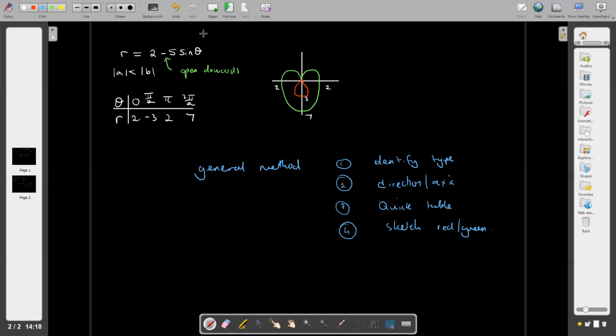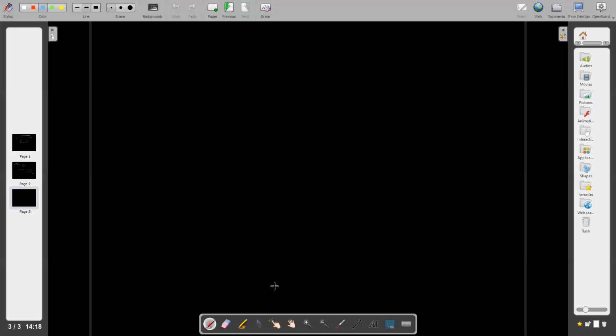Okay, so let's do another example. Let's do R is equal to 3 plus 4 cos theta. Again, the mod of 3 is less than the mod of 4, so it's an inner loop. So we can imagine a sort of picture already. It's plus cosine, so it's going to open out in the positive direction on the cosine. So we just need to know what the values of the pieces are now.